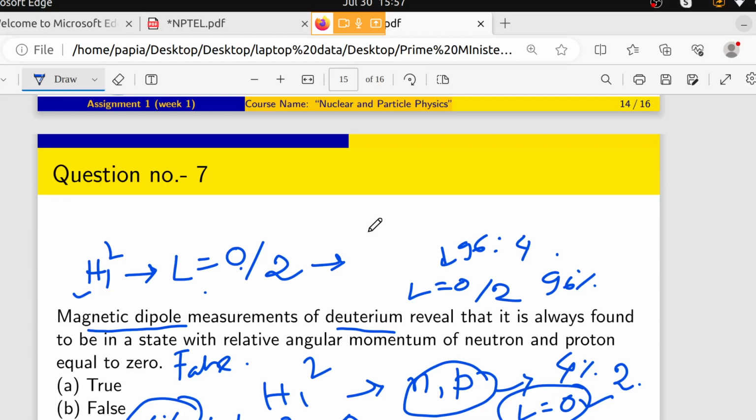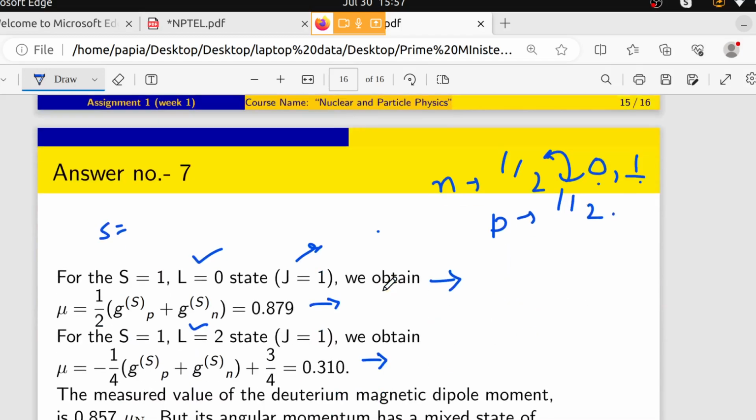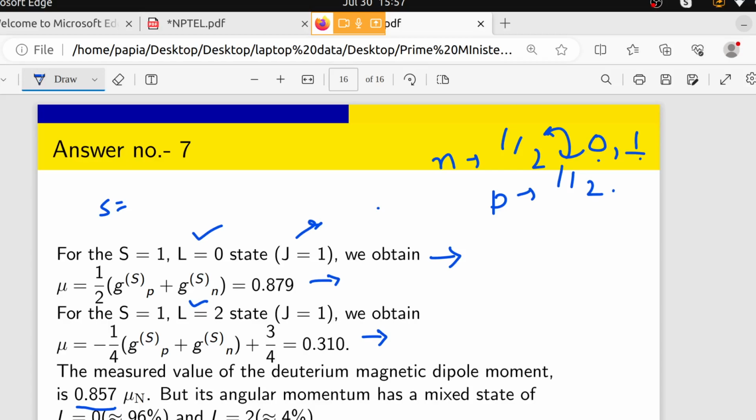We have to find whether that statement is correct or not. We have to find whether L will be 0 always or not. If L will be 0 all the time as the conclusion from the magnetic moment measurement of deuterium, then we can say the statement is correct. If it is not, then the statement is false. So for that we are doing the calculation of the magnetic moment, mu.